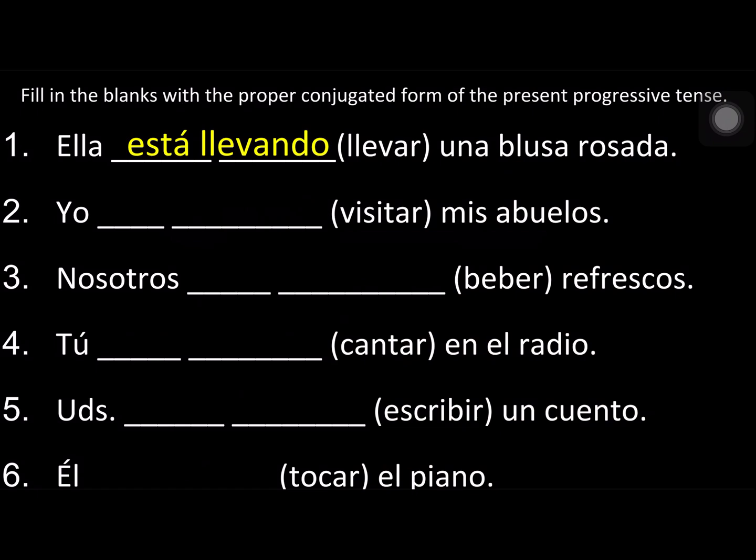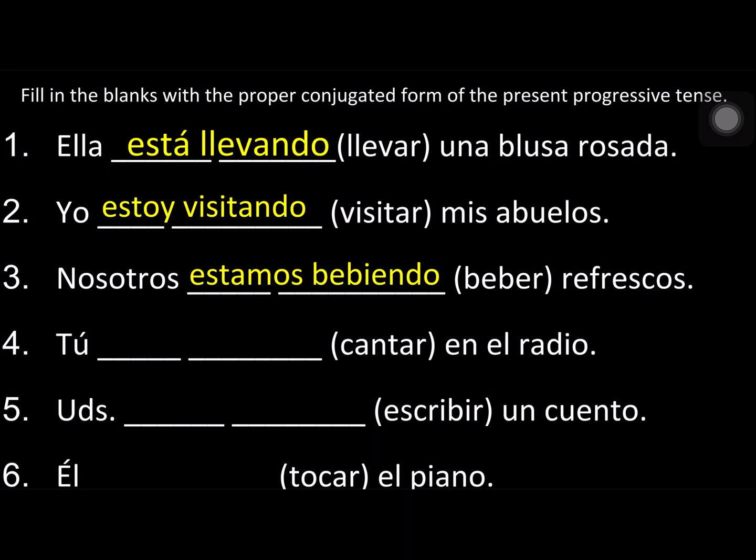So to change this one, it'd be ella está llevando una blusa rosada, which would translate to she is wearing a pink blouse. For the number 2, conjugating the verb estar, it is yo estoy visitando mis abuelos. I am visiting my grandparents. This implies, again, this is happening right now. The ing is like what we do in English.